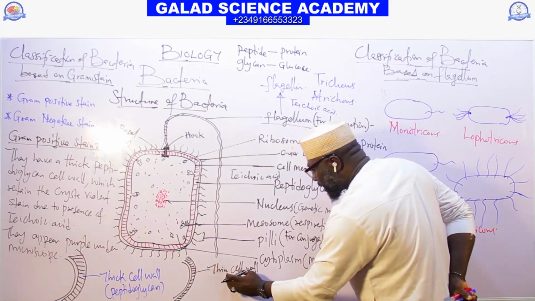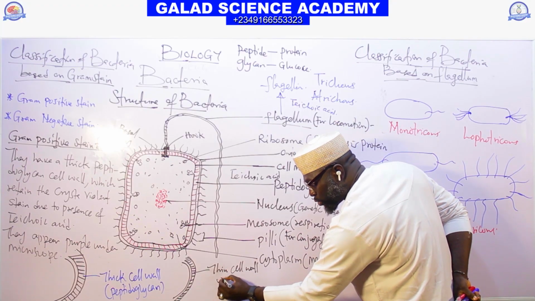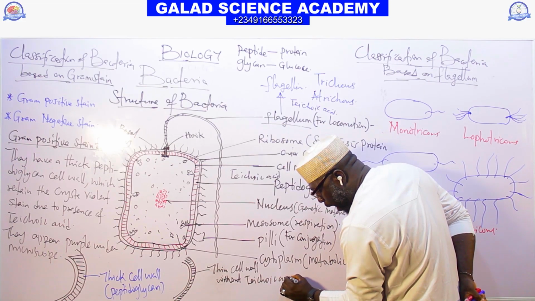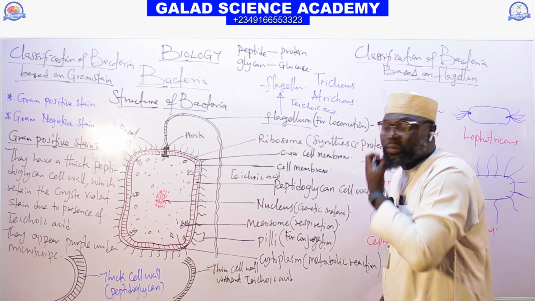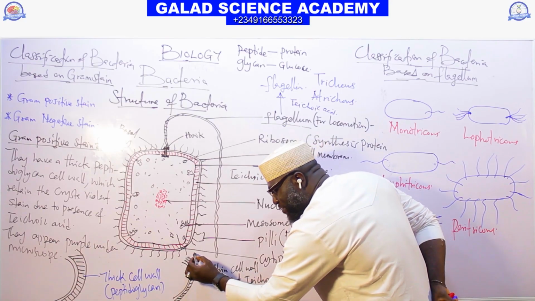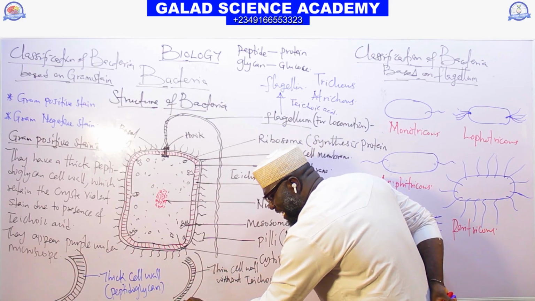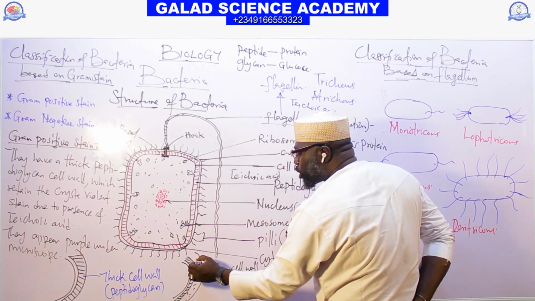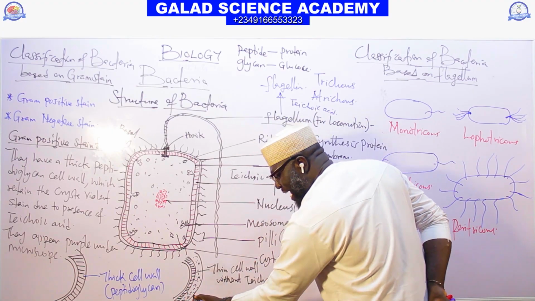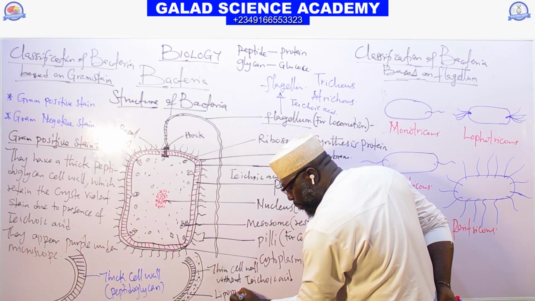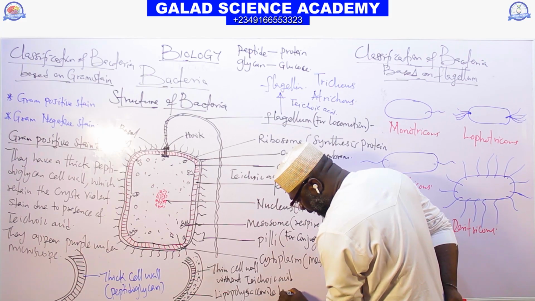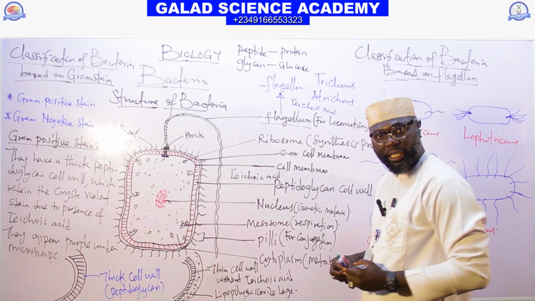So this one has a thin cell wall without teichoic acid. And here, the cell wall of this negative bacteria will not have a thick layer. This layer we have here is comprised of a lipid bilayer. And this layer here is a lipopolysaccharide layer. Can you see it now?